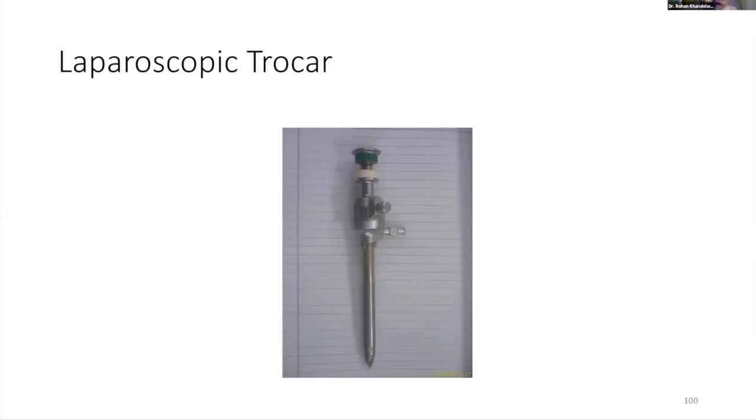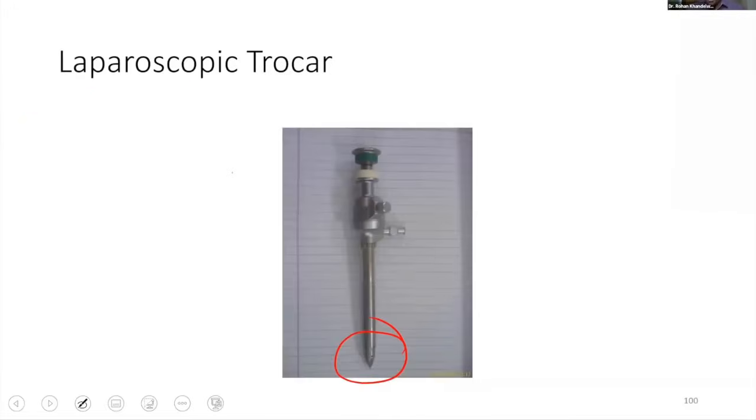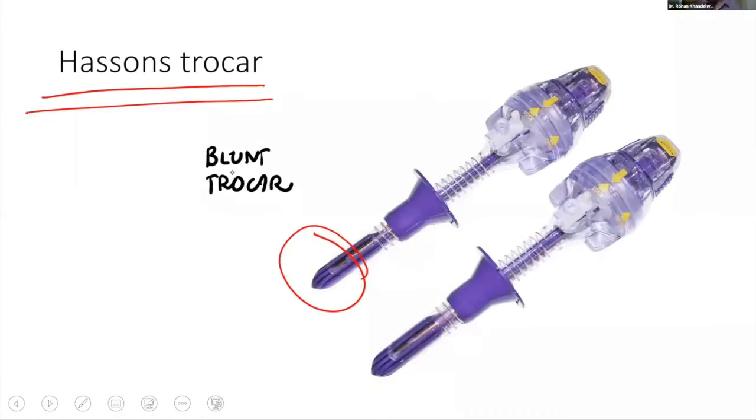This is a sharp laparoscopic trocar. You can see this is sharp, right? This one is a sharp laparoscopic trocar. But you can have a blunt trocar as well. And if you use a blunt trocar, that is known as a Hassan's trocar. Hassan's, you can see, is blunt. Previous one was sharp. This is blunt. All these are used for laparoscopic surgery.